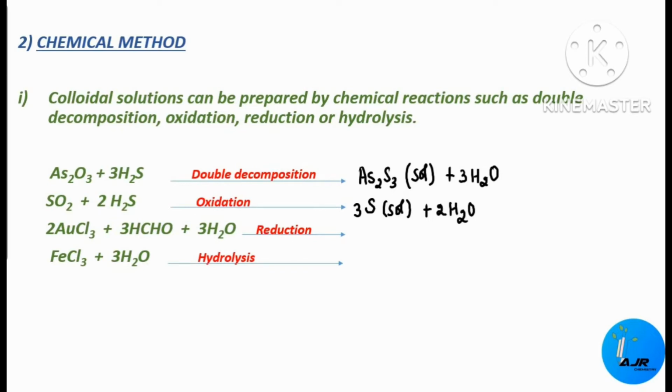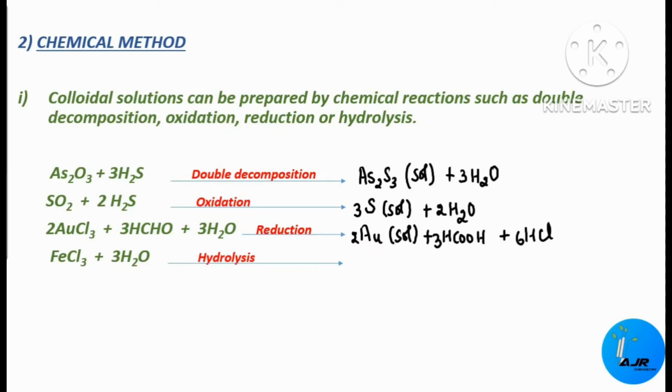And the next method is by reduction. What's happening in reduction? See, this is auric chloride, AuCl3. This reacts with formaldehyde in the presence of water molecules, it undergoes reduction and it forms gold sol. Gold, Au, gold sol, right? Plus formic acid. This formaldehyde will be getting converted to formic acid, and we are getting HCl. Okay, we are getting 6 molecules of HCl.